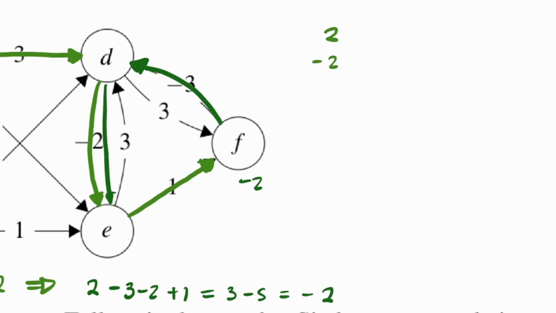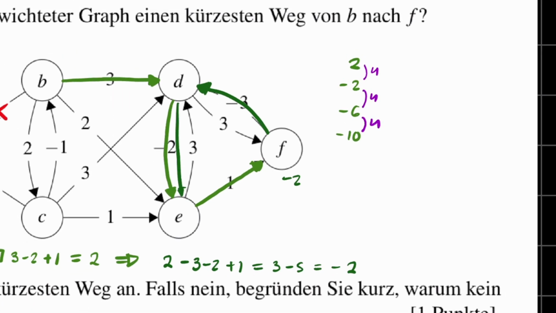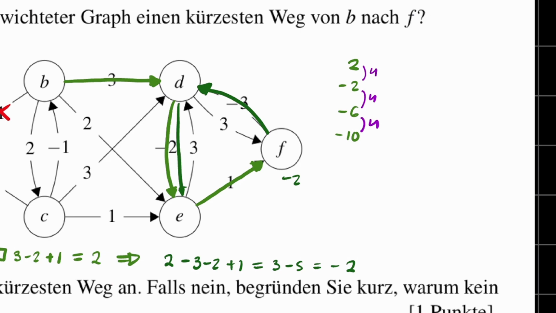And the next cycle is going to be -6, and the next cycle is going to be -10, because the difference here is 4, difference 4. So it just goes on and on and on. And so we can say it does not exist.